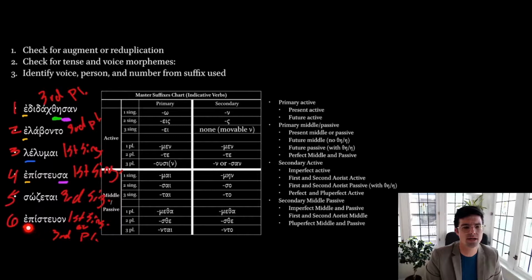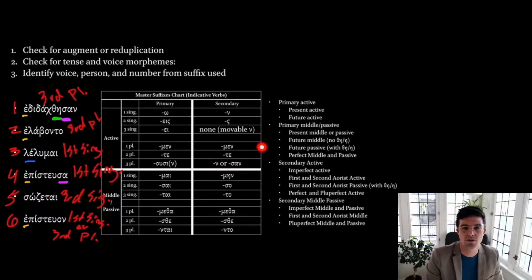And then lastly here, we have apistuon. So we said with this augment that we either have an imperfect or an aorist. We didn't see a sigma, so we know it's not a first aorist. So if it's an aorist, it's going to have to be a second aorist. And we look at this new ending here, and we find it over on the secondary active chart. So either the first person singular or the third person plural. This new ending is used for both.